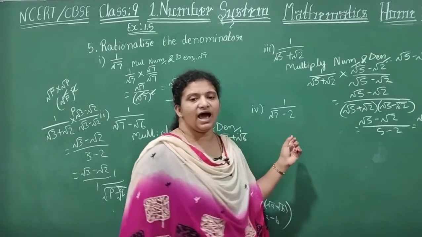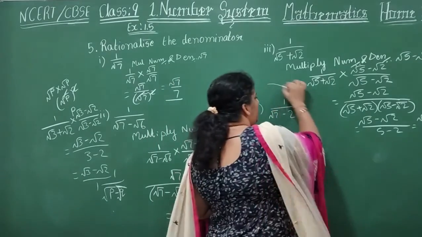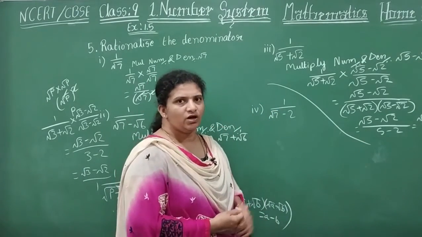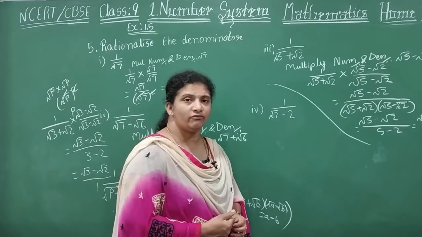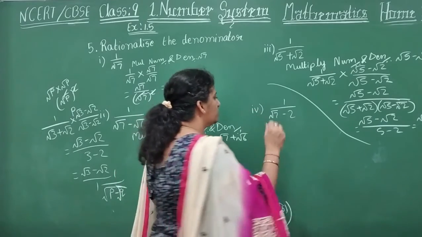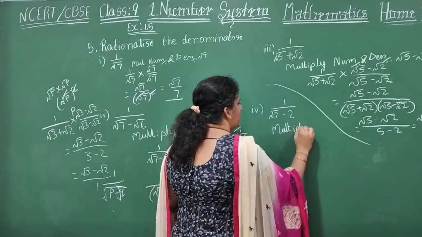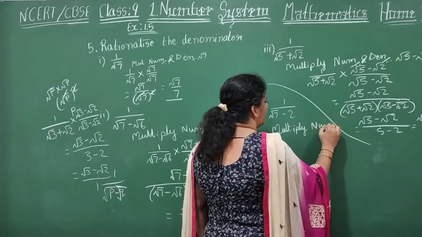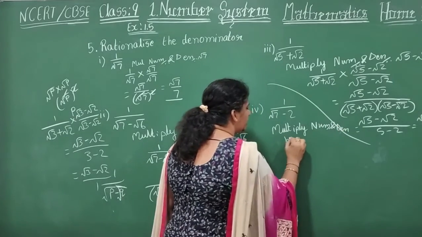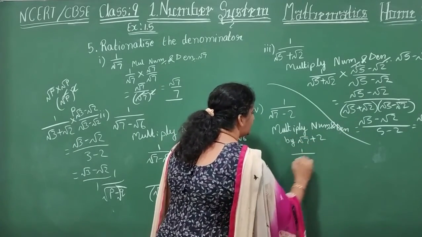So what's your last sub question here? That is 1 by root 7 minus 2. Root 7 minus 2 there. What is its conjugate? Root 7 plus 2, right? So now multiply numerator and denominator by what, children? Root 7 plus 2. So now let's start here.